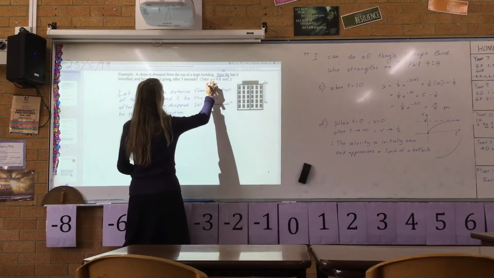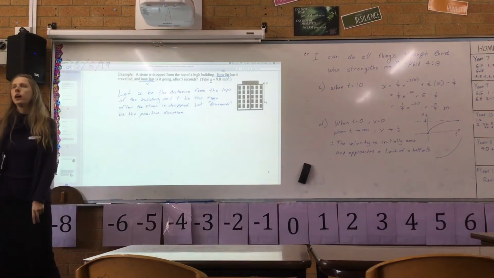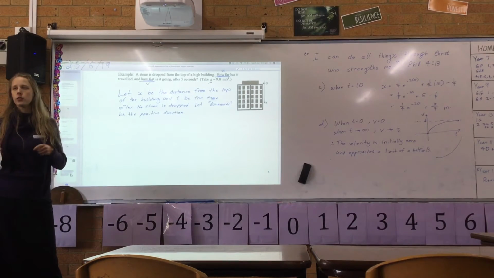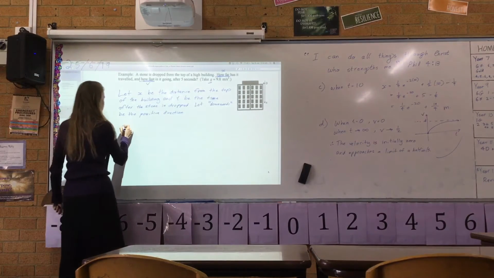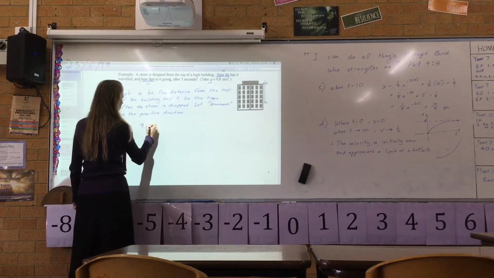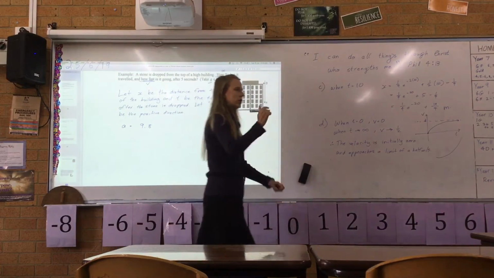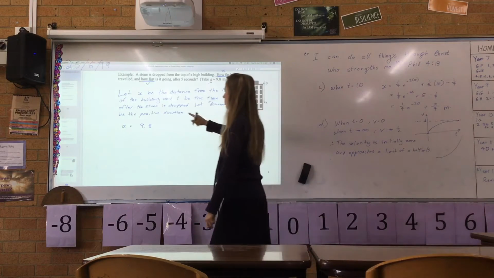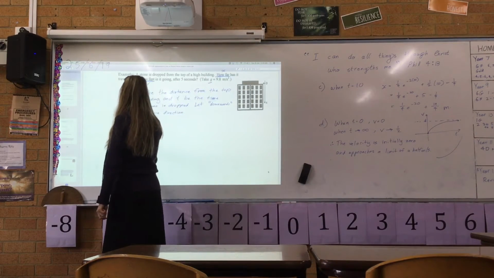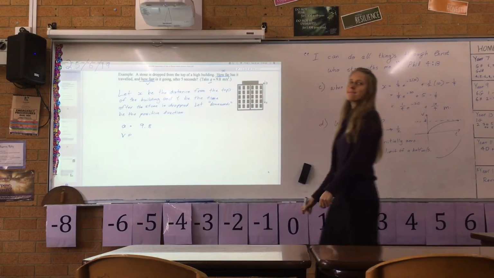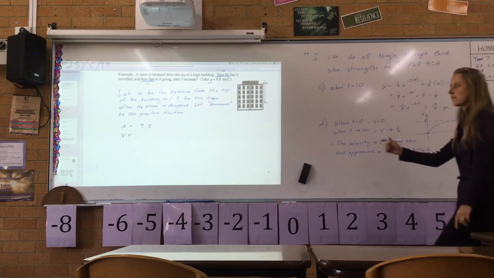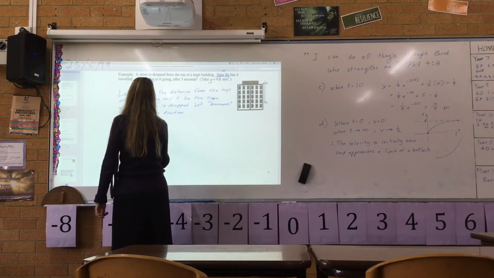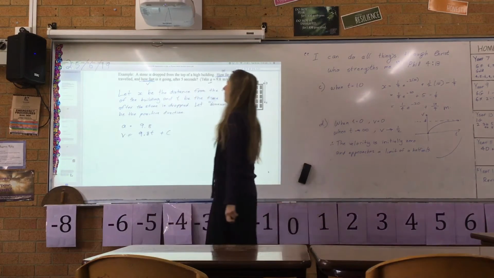So g is 9.8. G, using what we've been doing so far, is what? Acceleration. So in other words, the acceleration equals 9.8. We should go back to velocity next. What will velocity be? It will be 9.8t plus c.